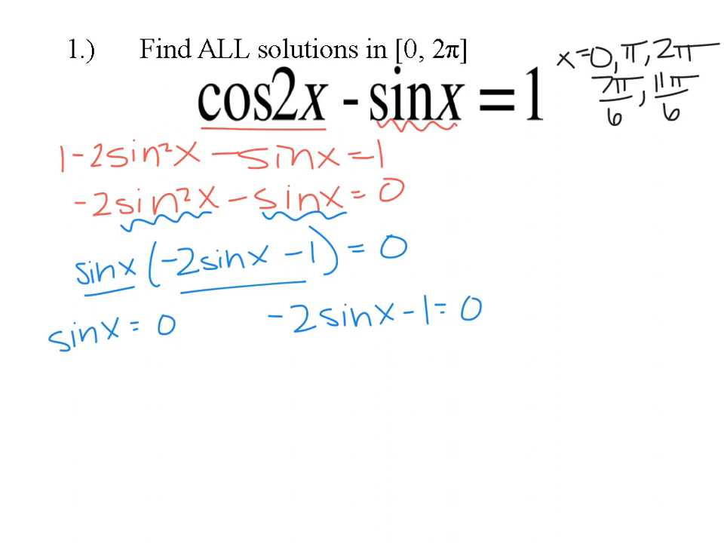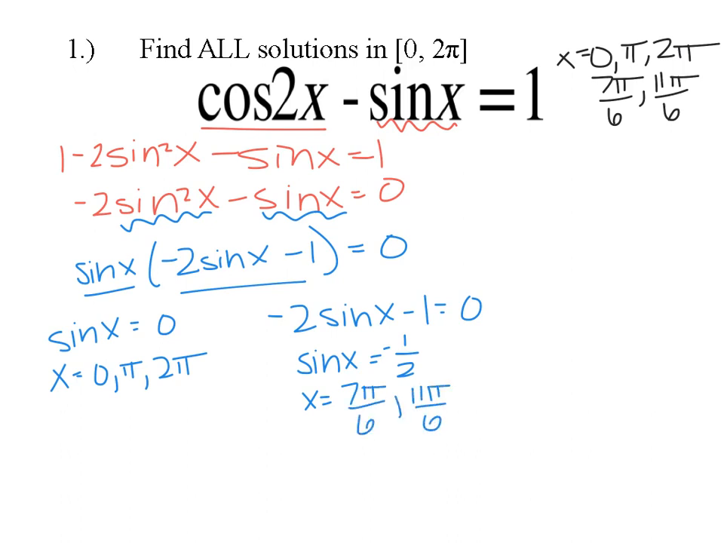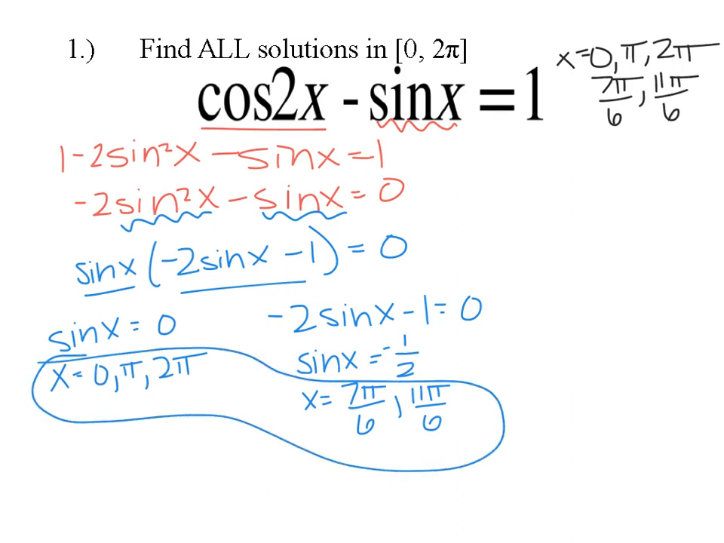Sine is equal to 0 at 0, pi, and 2 pi. And then this negative 2 sine x minus 1, we are looking where sine of x equals negative 1/2. Sine of x is equal to negative 1/2 at 7 pi over 6 and 11 pi over 6. So that's where our 5 solutions come from for this example.